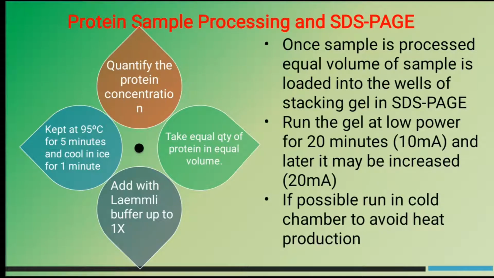Once the sample is processed, equal volume of sample is loaded into the wells of the stacking gel portion of the SDS-PAGE, and initially the gel is run at low power for 20 minutes, approximately 10 milliampere per gel. After that, once the protein samples are reaching the resolving gel, the electric current may be increased, for example 2 times up to 20 milliamperes, and if possible run the setup in a cold chamber at 4 degrees Celsius to avoid heat production.